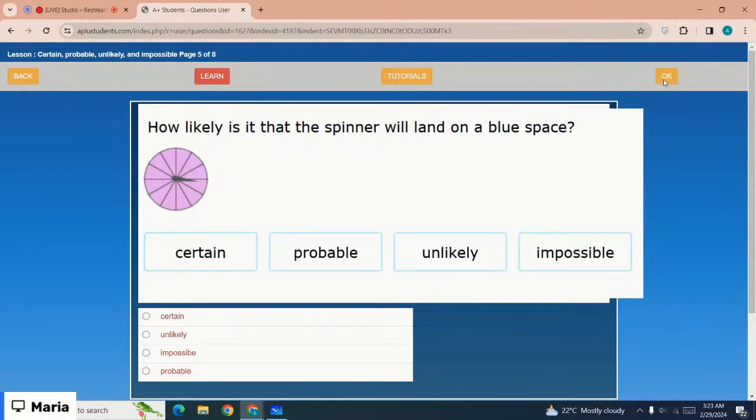How likely is that the spinner will land on a blue space? Which is the correct option? Impossible. Very good. Because you have no blue space here, right? So how it will land on blue then? Yes, impossible. It is very good.